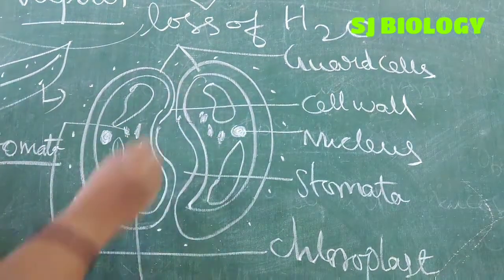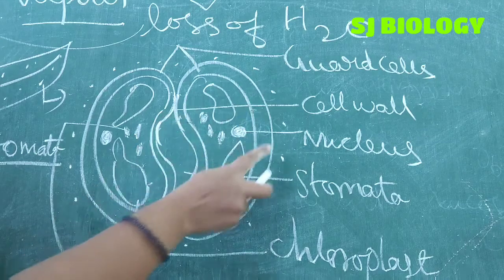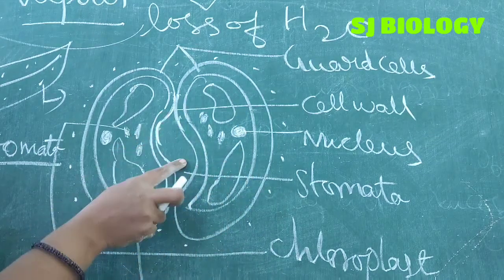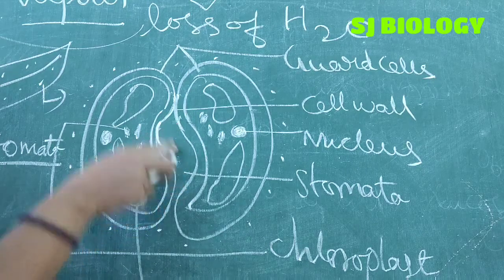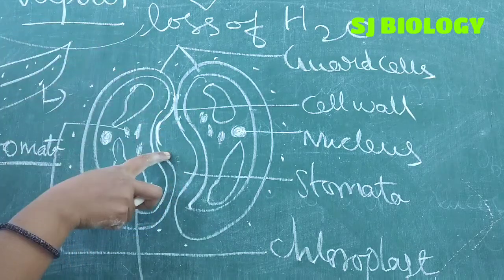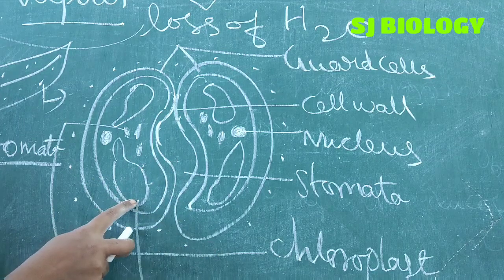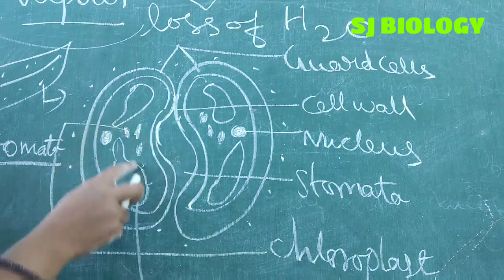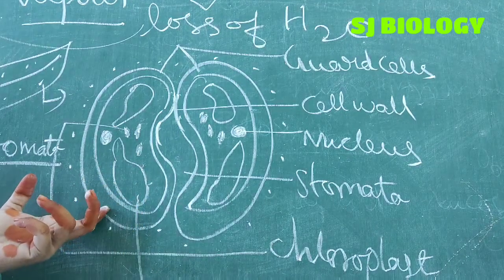And then this is the cell wall. These are all the cell wall, and then the nucleus is present here, and then the stomata is an opening. So when it opens, the water evaporates. That is, the water vapor goes outside through the stomatal opening. And then this is the chloroplast and vacuoles. Chloroplast is present, and then the vacuole is present here. So this is the structure of stomata.